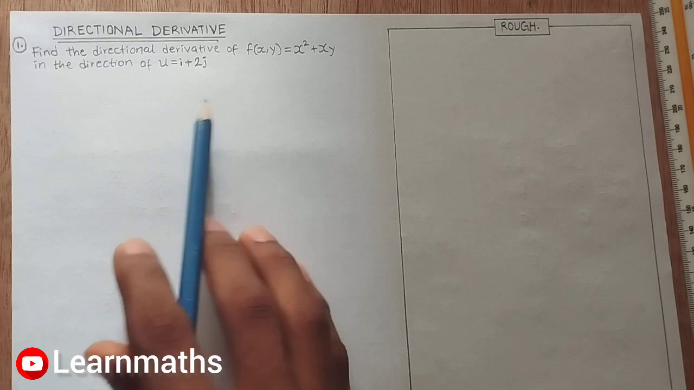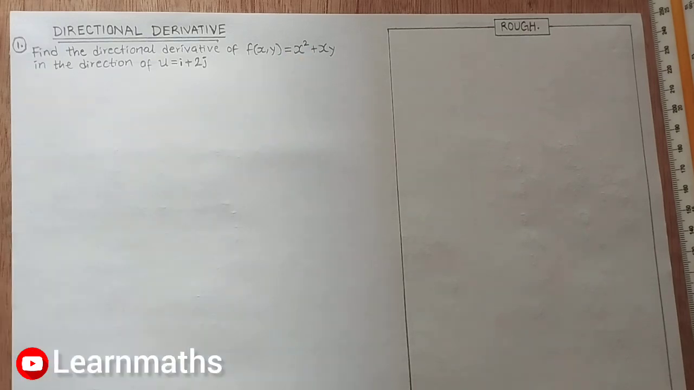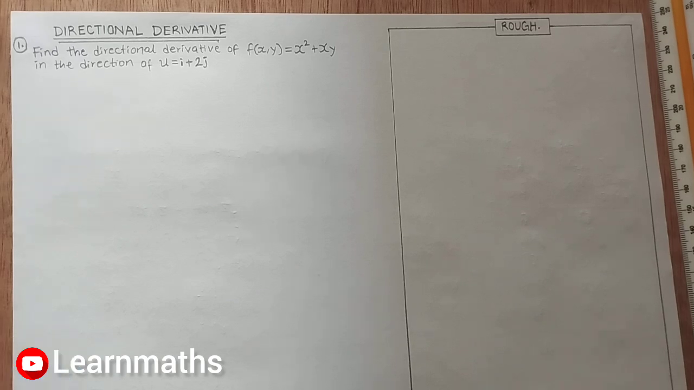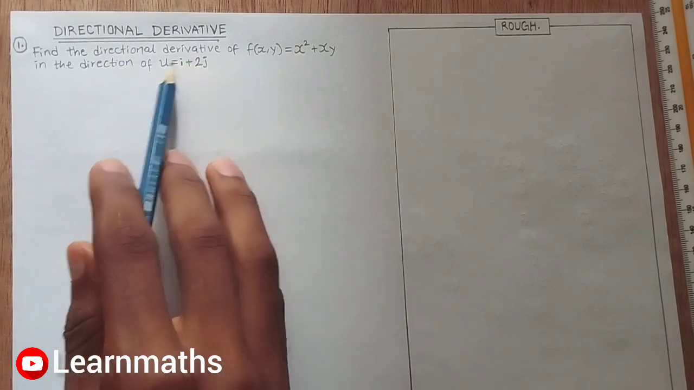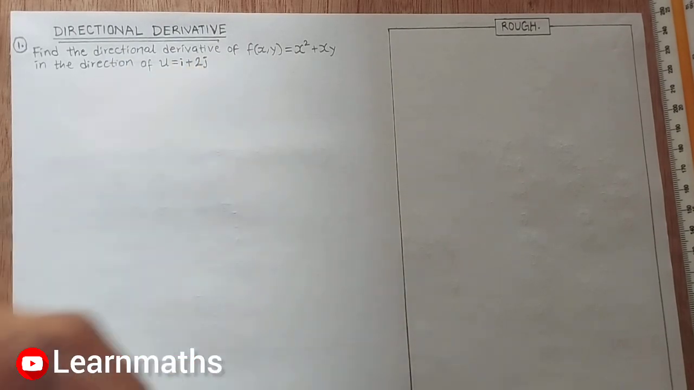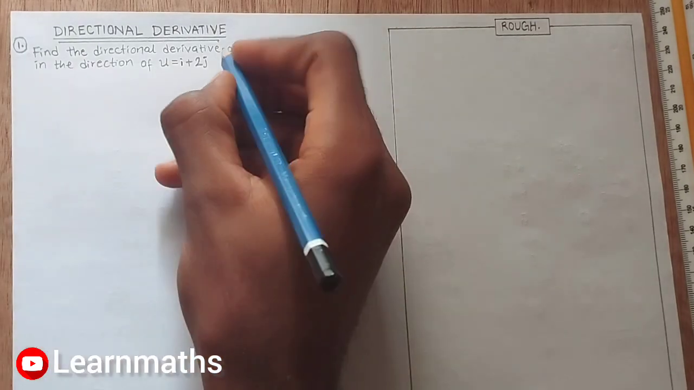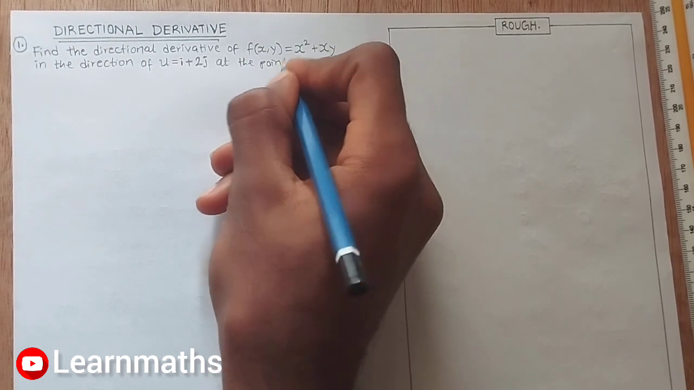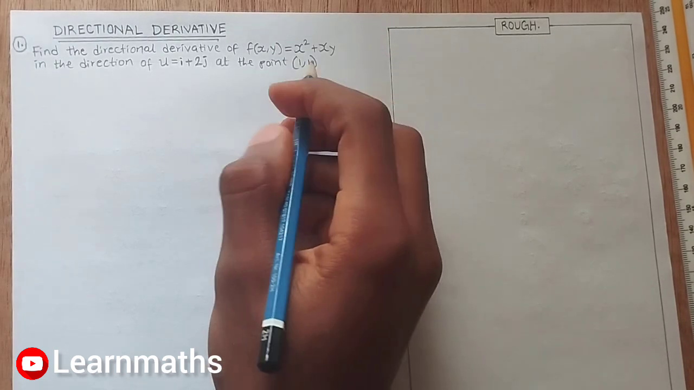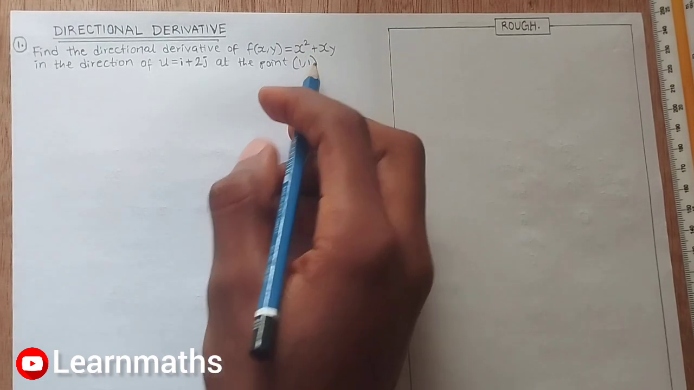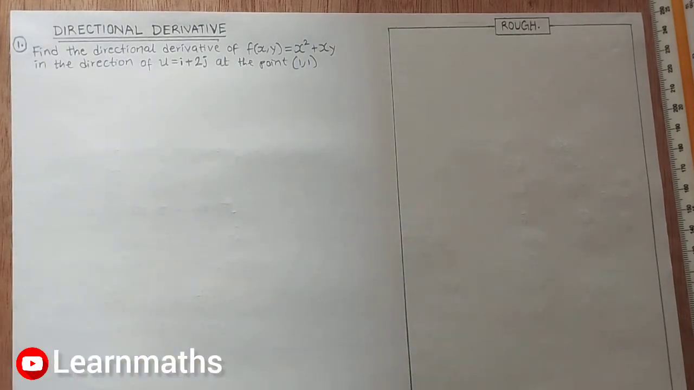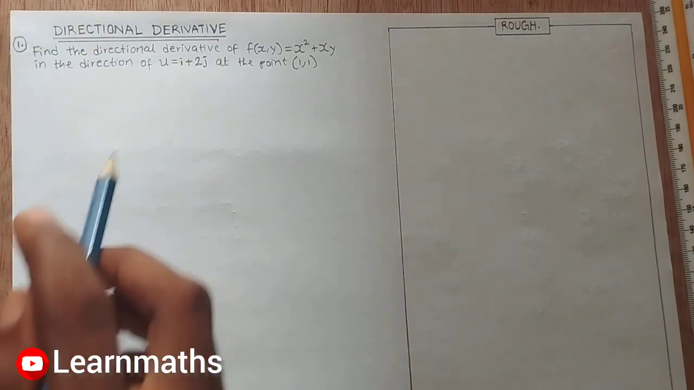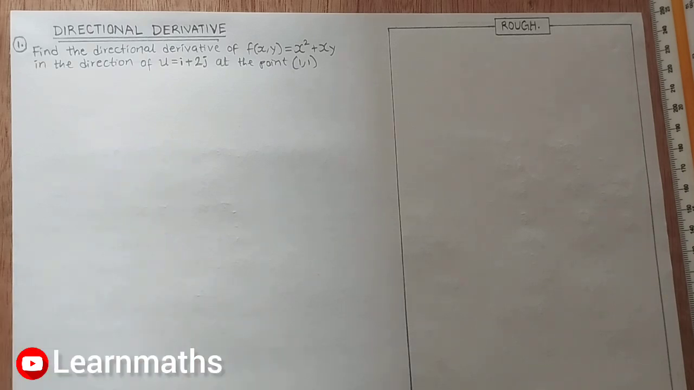Now we're asked to find the directional derivative of this function in the direction of a unit vector u. The vector u is i plus 2j. Let's spice up the question and add a given point. Let's say at the point (1, 1), where x is 1 and y is also 1. So let's solve this question. Find the directional derivative of f of x and y equals x squared plus xy in the direction of u equals i plus 2j at the point (1, 1).